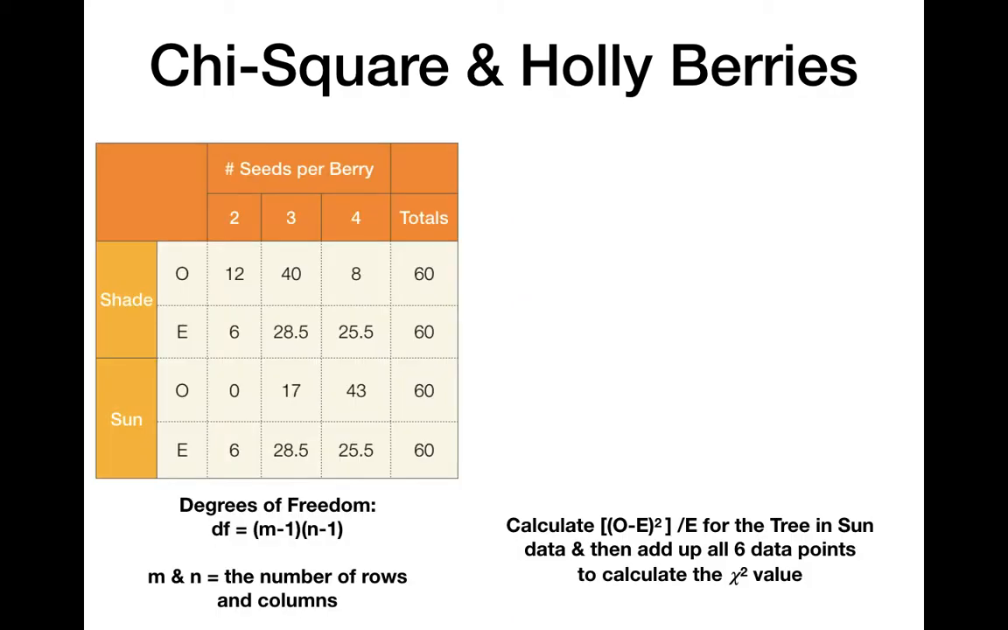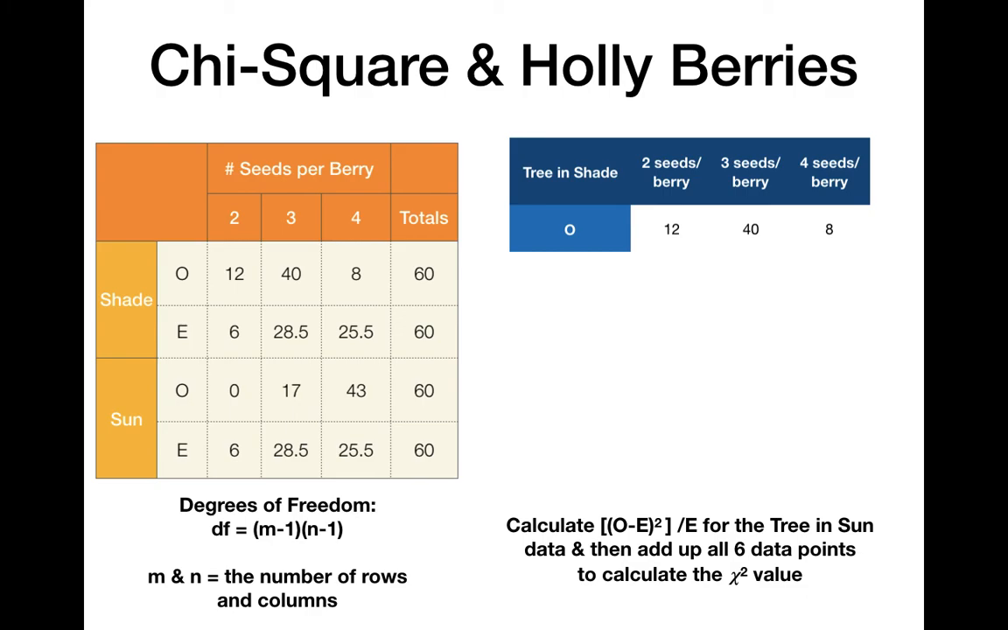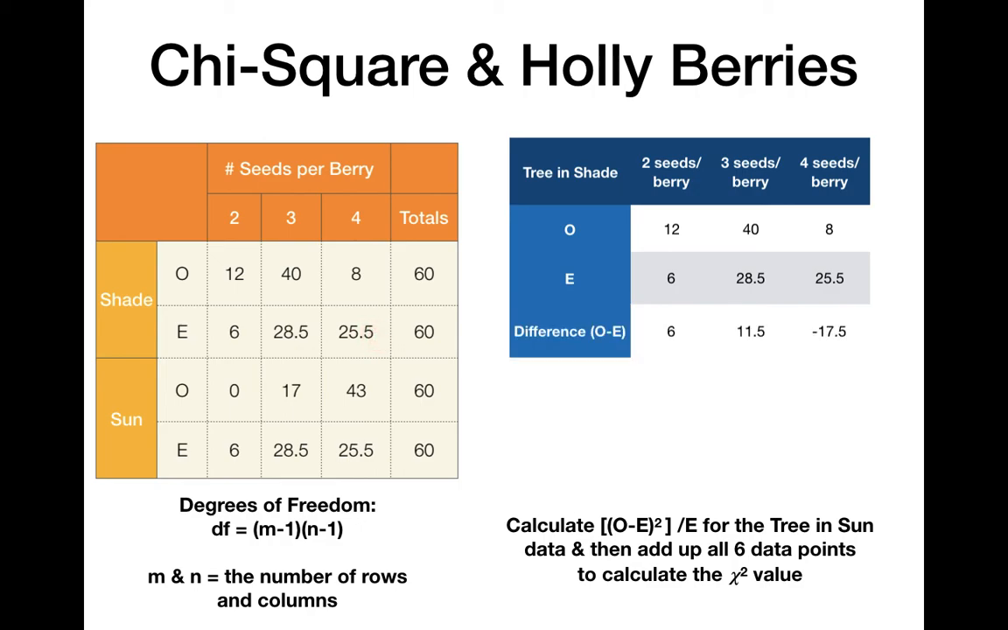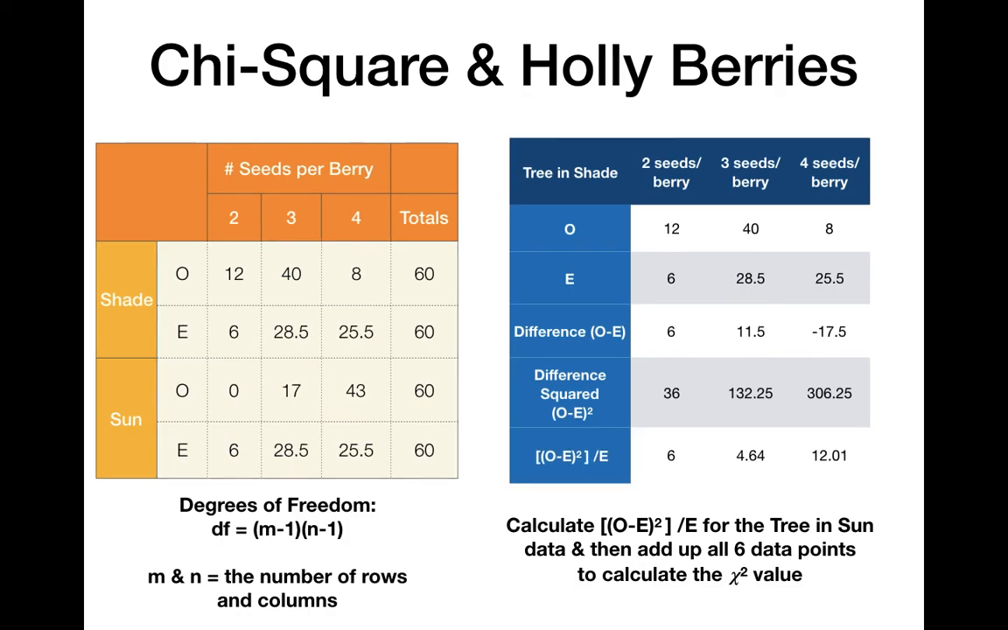So I've just made another table here showing how this is going to work, just to make it a little bit clearer. I have my observed and expected for both shade and sun trees. Okay, so here's my chi-squared. I'm going to do my observed. I have it from the table. So for 2 seeds per berry, I had 12 of them. 3 seeds per berry, I had 40 of them. 4 seeds, I had 8. My expected, I had 6, 28.5, 25.5. My difference is here. I squared those differences and divided by expected. So that gave me a summed chi-squared value of 12.01.